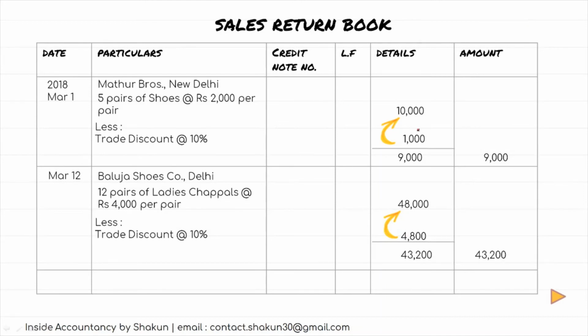Again, we have mentioned both the transactions. Now we are going to find out the total of the amount column and which gives us the total of the sales return book. Sales return, as I told you, has a DR balance and the total would be 52,200.